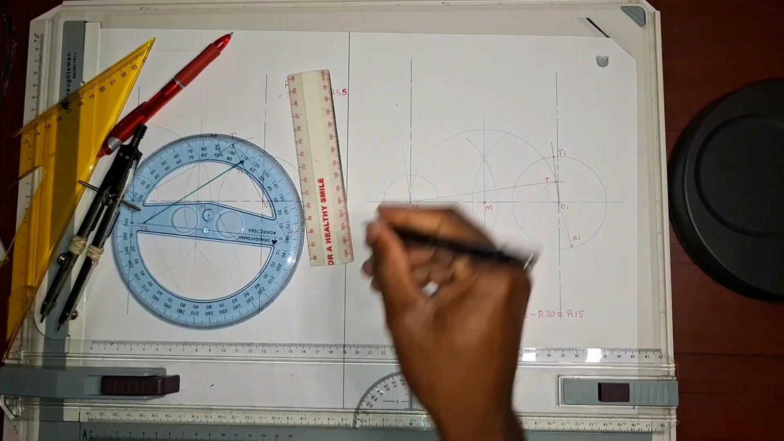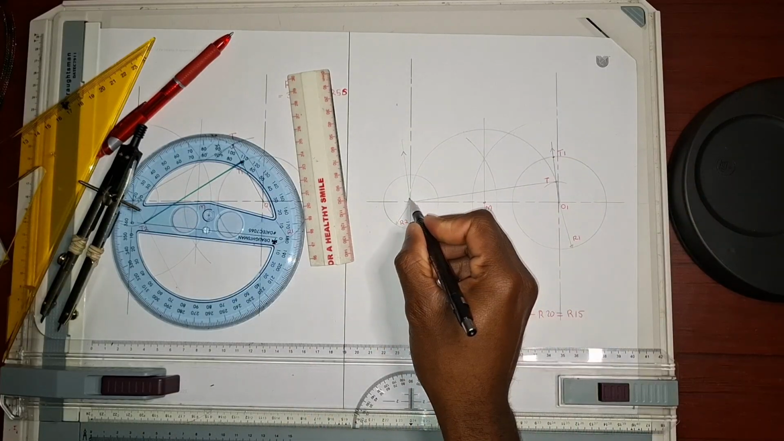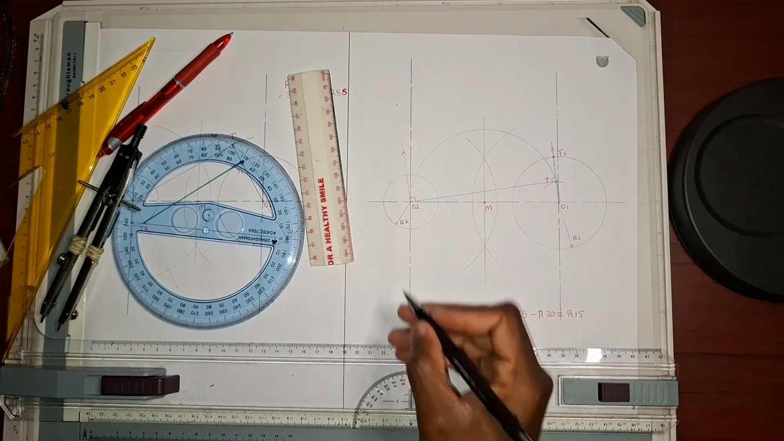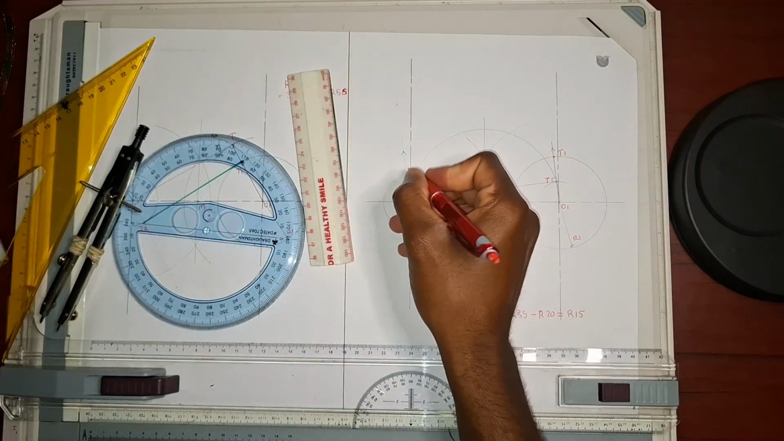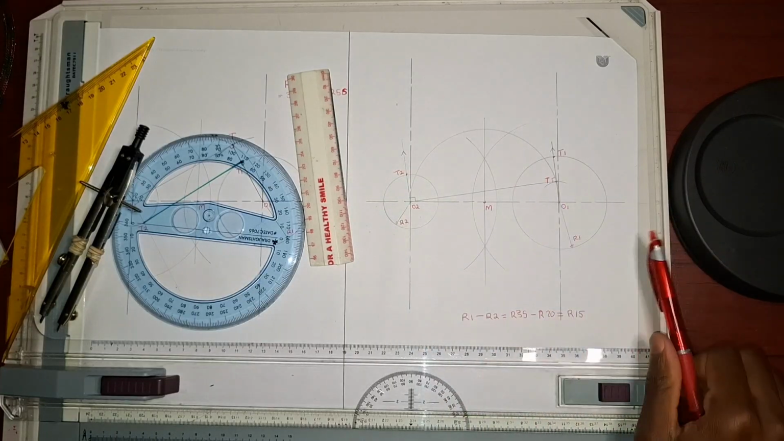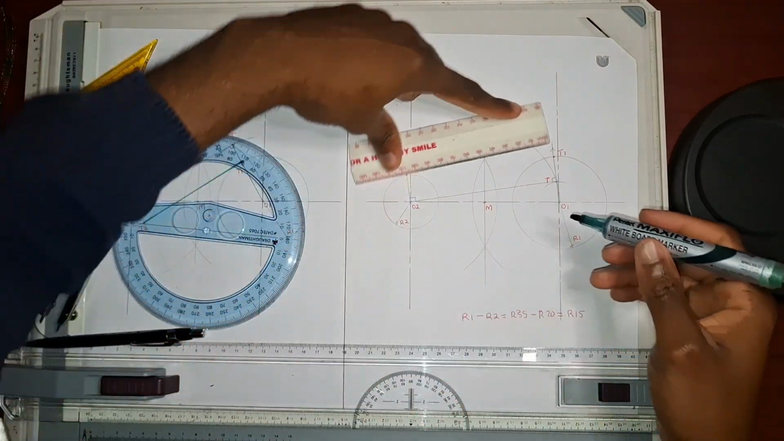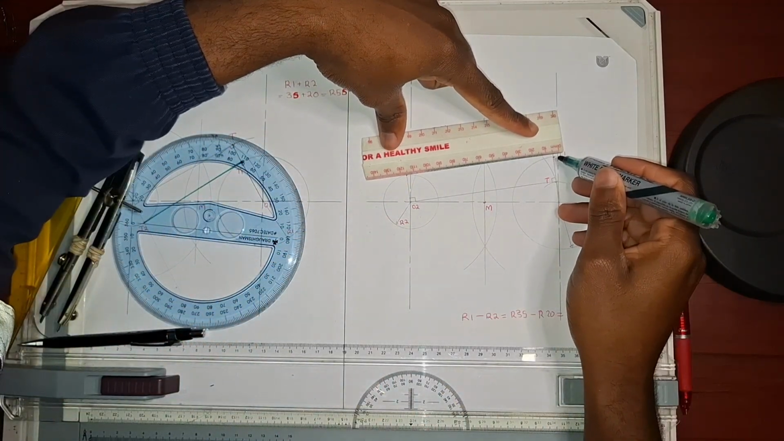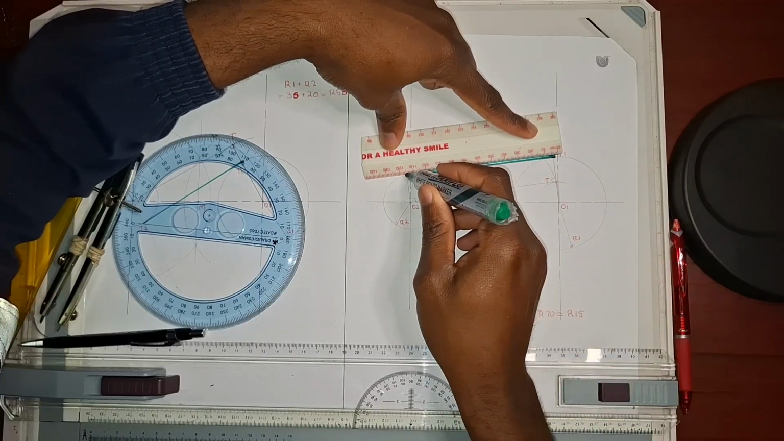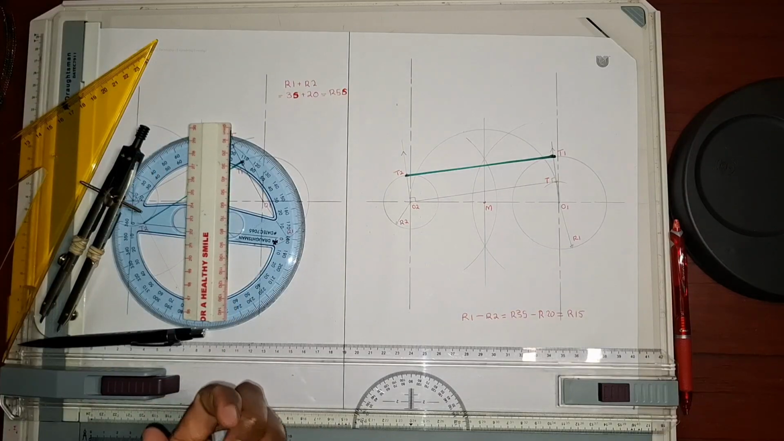Now this line is supposed to be parallel to that, and there it's supposed to be 90 degrees. So now there, the intersection will be T2. And then now you can join T2 and T1. Just like that. Shouldn't be difficult.